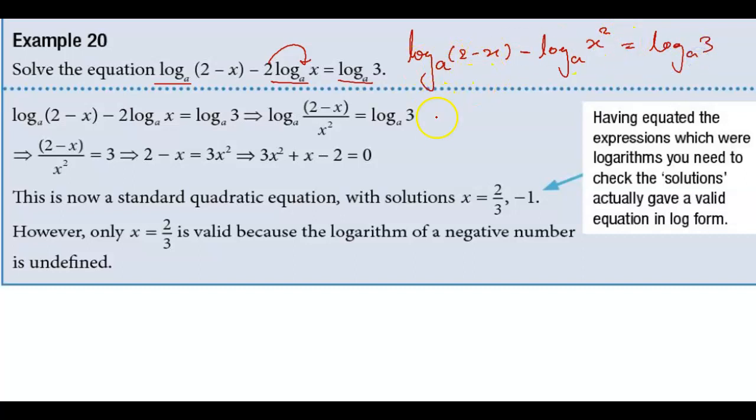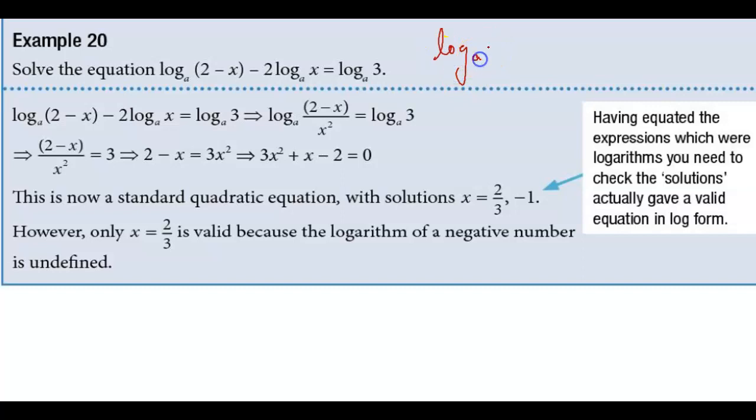Log a minus log b equals log of a by b, right? Log a minus log b can be written as log of a by b. Let me write that: log of (2 minus x) upon x square equals log of 3 to the base a.